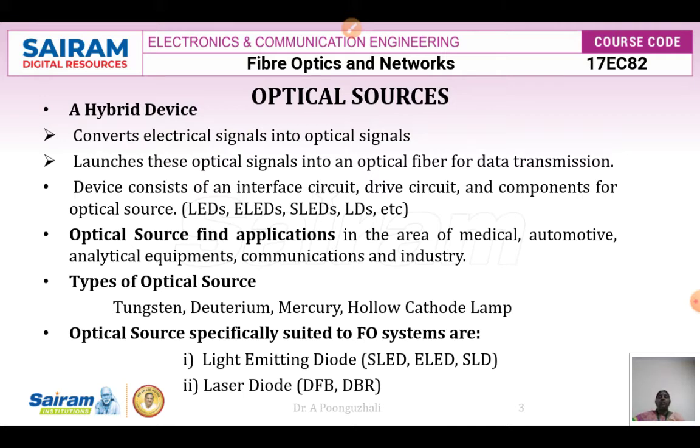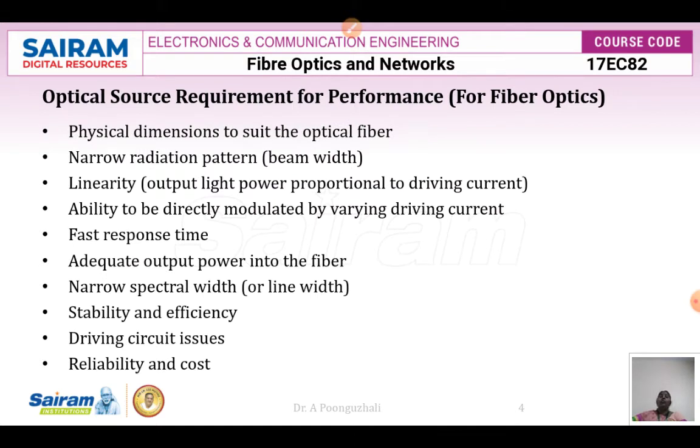Under light emitting diodes we have different types. One is the surface light emitting diode, the other is the edge emitting light emitting diode, and next is the superluminescent light emitting diode. Among laser diodes, we have the distributed feedback laser and the distributed Bragg reflector laser. So what are the requirements for an optical source?